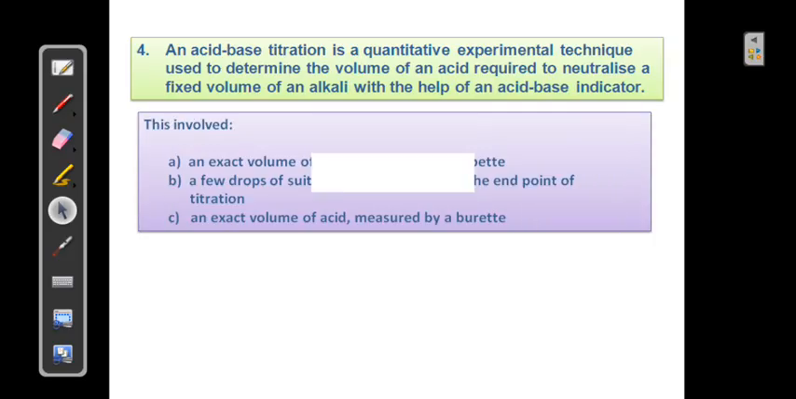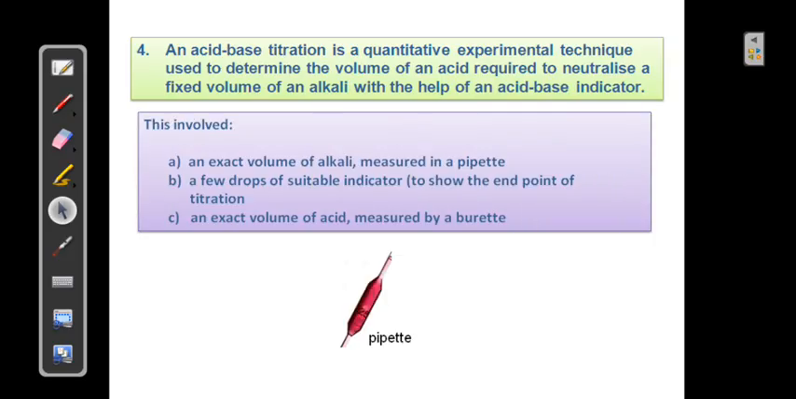So in an acid-base titration, a quantitative experimental technique using fixed volumes, you need certain apparatus. Here I show you an apparatus called a pipette. This pipette normally contains about 25 cubic centimeters of liquid. It can be anything, it can be acid, it can be alkali. So you need this pipette, you need a burette.